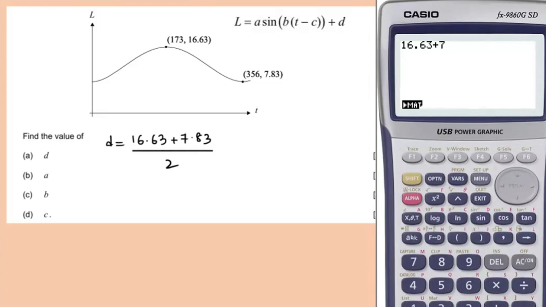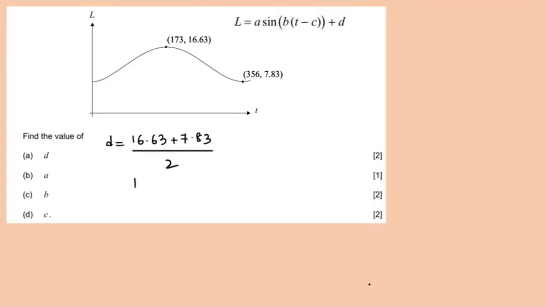16.63 plus 7.83. Okay. So if you divide it by 2, I'm getting 12.23. So 12.23, or you can give the three significant figure answer as 12.2, right? But if you want to use the D value, you should use the unrounded one. Okay. Part B, part A.